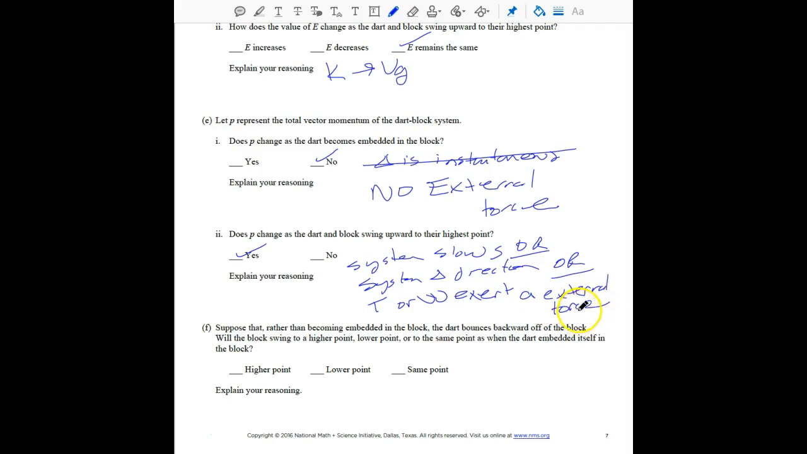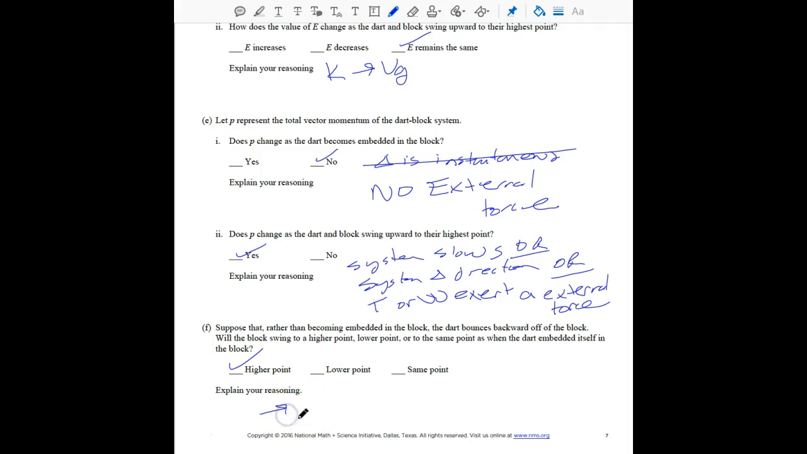And then for letter F, this one is 2 points, so each of these letters are 2 points. Letter F, it says, suppose that rather than becoming embedded in the block, the dart bounces backward off the block. So they want to know, will the block swing to a higher point, lower point, or the same point? It should be a higher point, because remember here, when the dart bounces off the block, then the dart has a much bigger change in momentum.